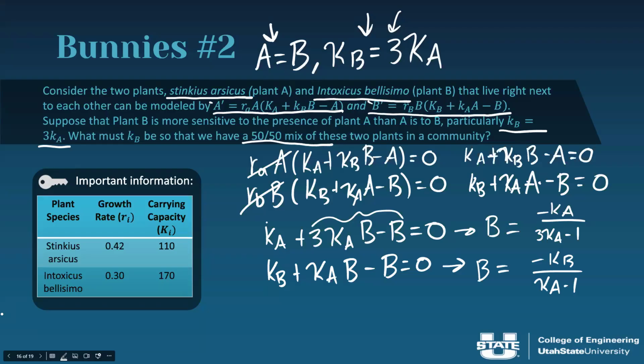How can we have kappa A times B? These come from two different equations. So this one comes from there, that one comes from there.